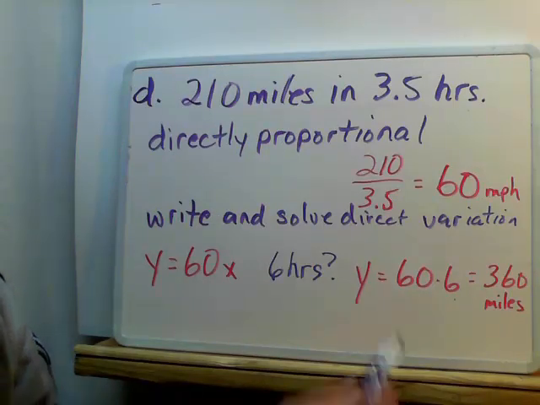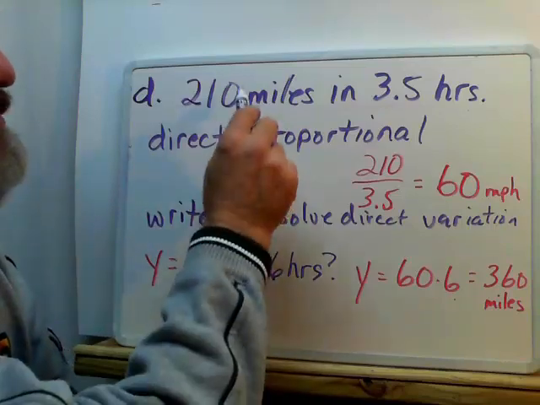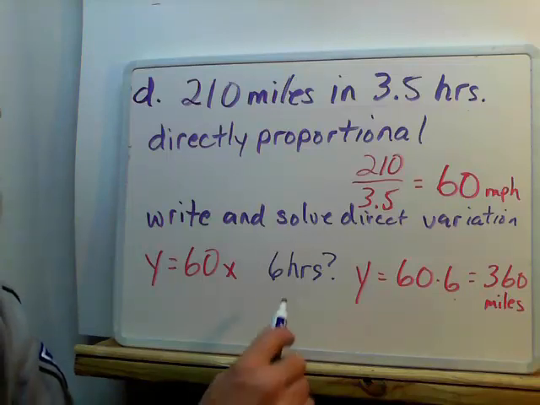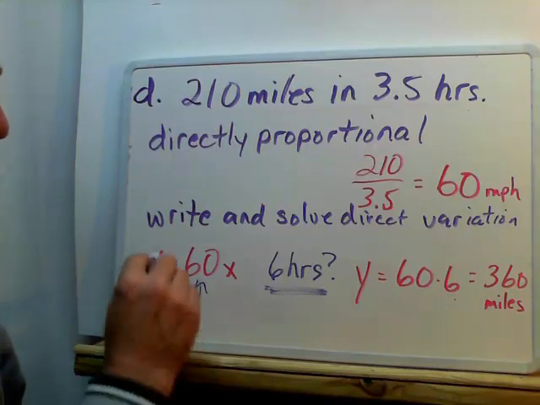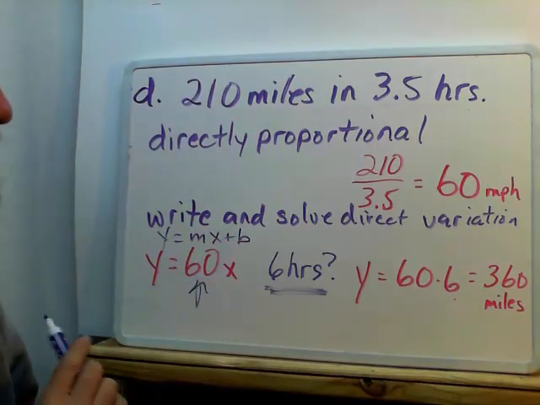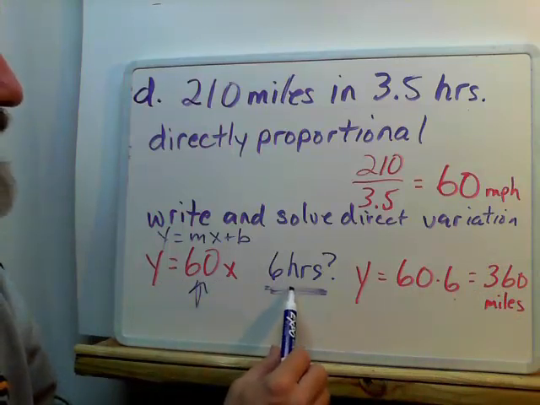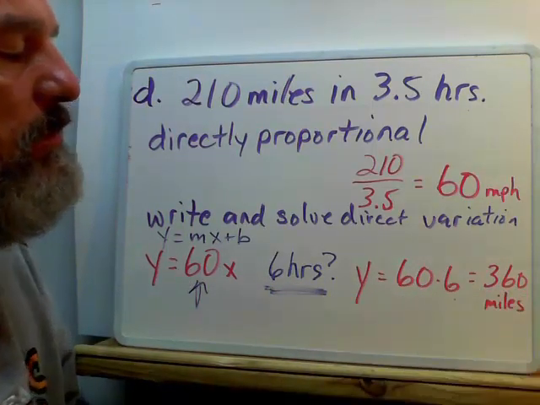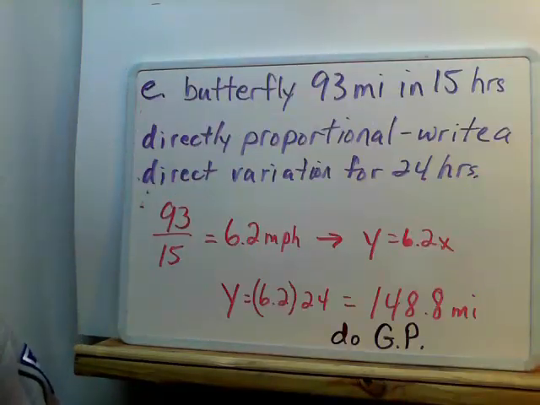Letter D, 210 miles in 3.5 hours. Again, we're told it's directly proportional, so our unit rate would be 210 divided by 3.5, or 60 miles per hour. And then they told you to write and then solve a direct variation equation to find out how many miles in 6 hours. So we have y equals 60x, because our slope goes right here in the y equals mx plus b form. There is plus 0 here, we just don't show it. So if we put in 6 hours for the x, y equals 60 times 6, and that would be 360 miles. In 6 hours, we would travel 360 miles.